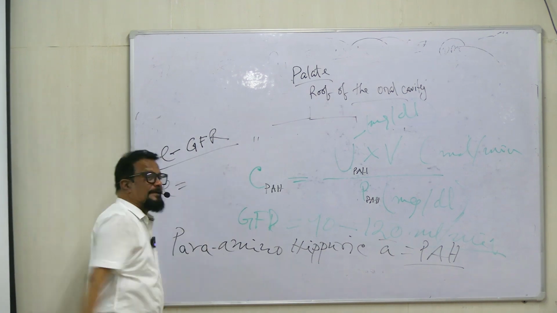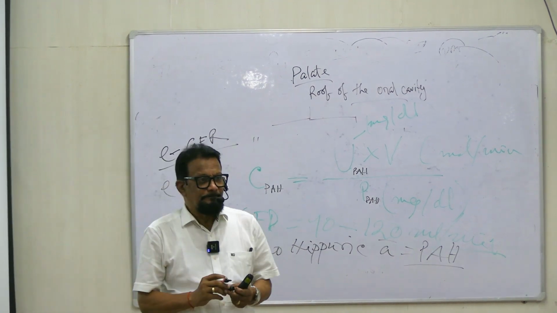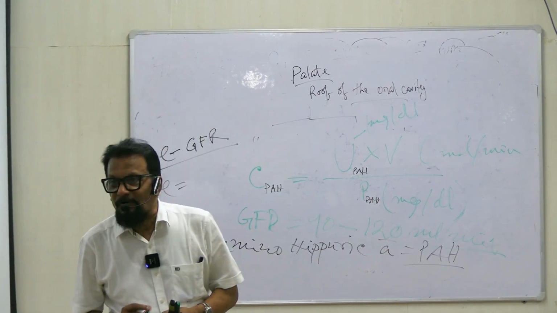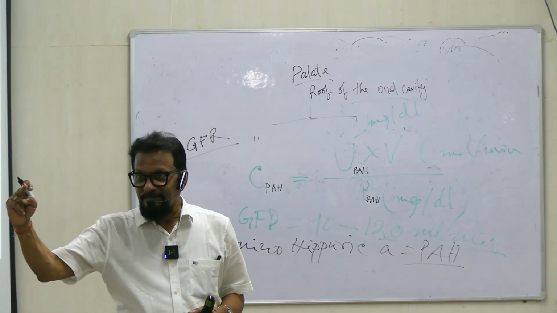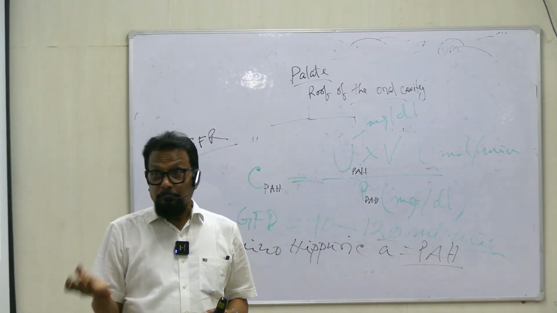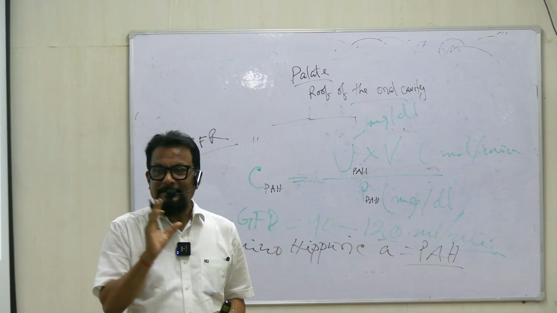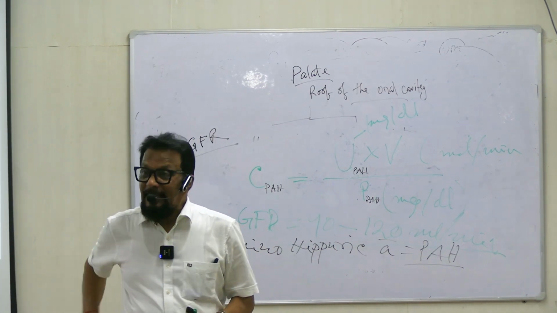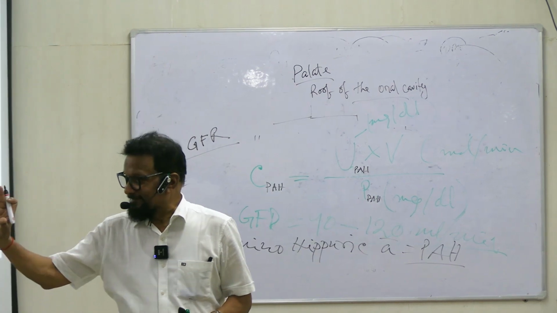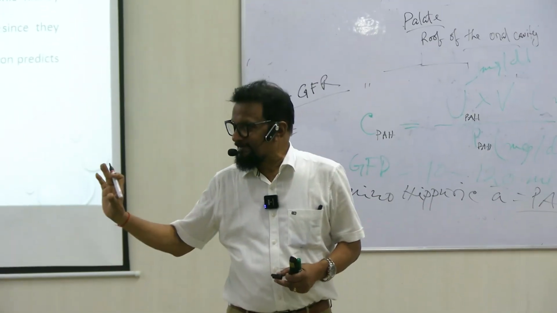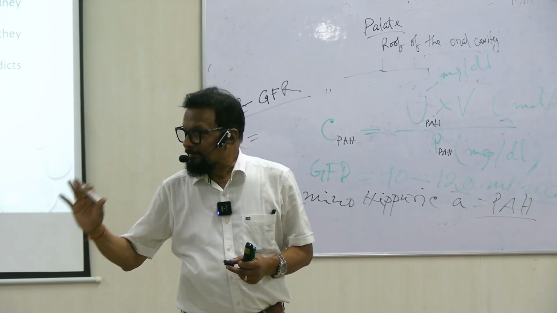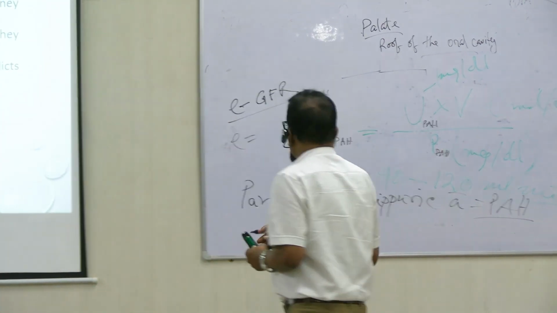What does this say? E stands for? What is this E? E stands for estimated. Estimated GFR. We'll be estimating, because with this estimated GFR, we'll say how much kidney is working, how much is damaged. Let's see how it is done.